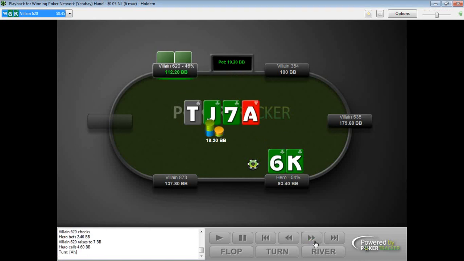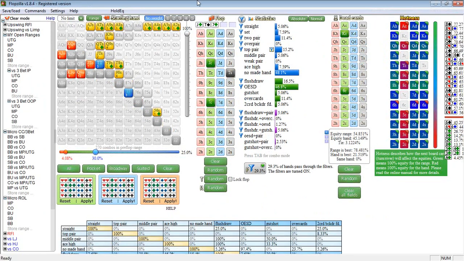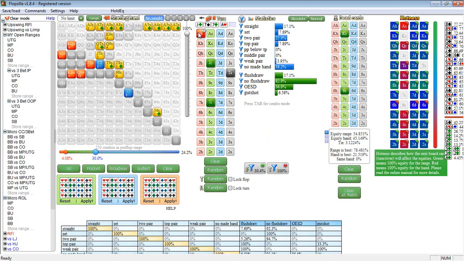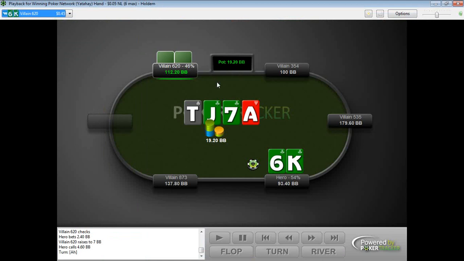An ace comes out. So ace probably better for us here, better for our range. Our equity actually goes down here. But again, we don't have range versus range up. So if we had range versus range up, I believe that our equity would go up. But obviously, if he doesn't have an ace here, he does not like this ace, because I could very easily have an ace here.